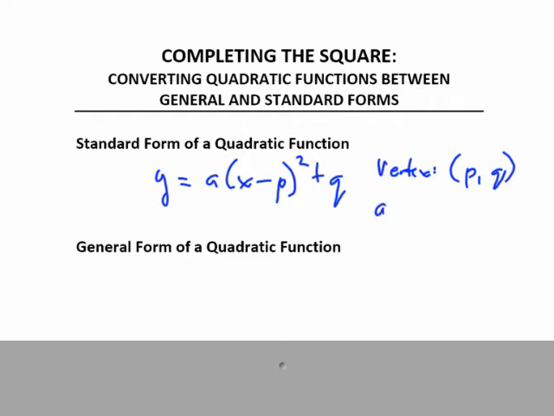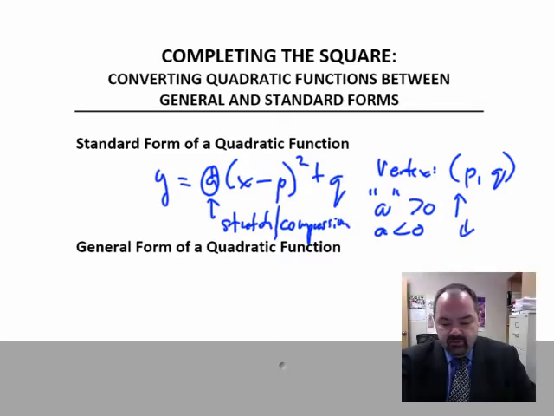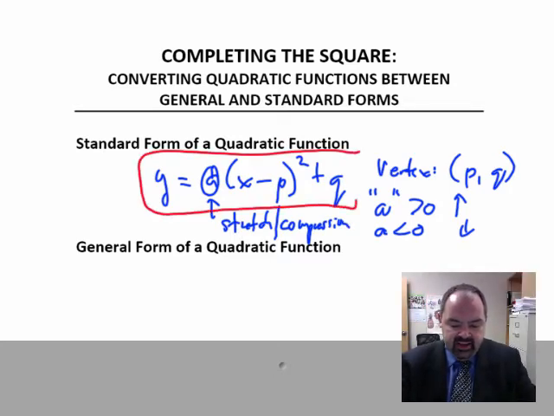And we know that A tells us the direction of opening, upwards if it's positive, downwards if it's negative, and if the absolute value of A is more than 1, the graph is skinnier than normal. Between 0 and 1 for A means the graph is wider than normal. So this has to do with the stretch or compression vertically. So standard form is great because there's a lot we can tell about the graph of the parabola from the equation.